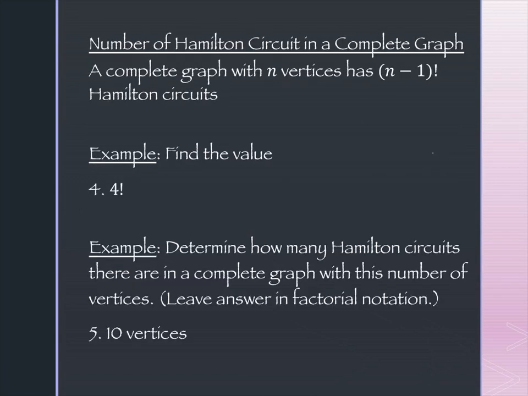All right, so we've said that there's lots of Hamilton circuits in a graph. If you have a complete graph, we know exactly how many Hamilton circuits there are, and you've seen this notation before. If you have n vertices, then there are (n minus 1) factorial Hamilton circuits, specifically in a complete graph. Not just any graph, but a complete one.